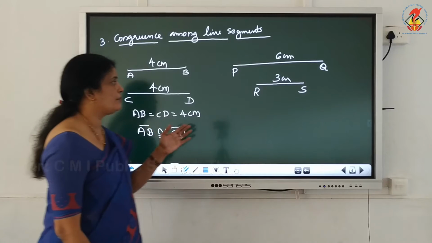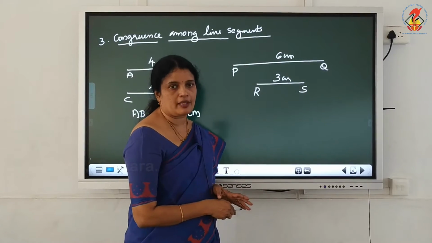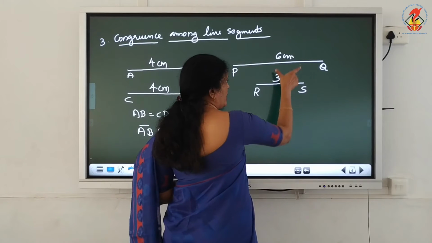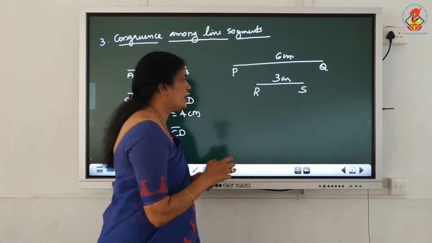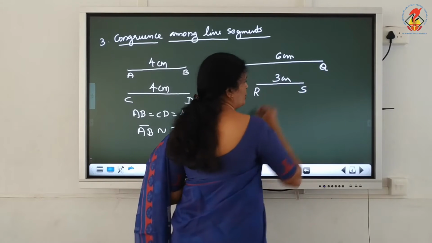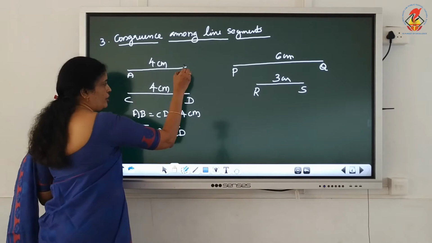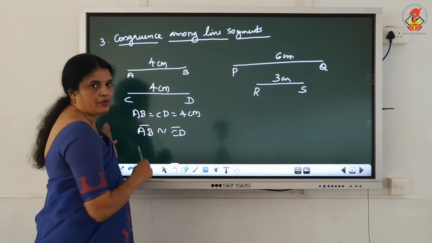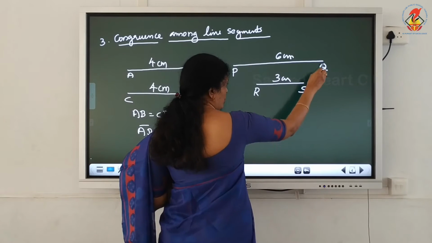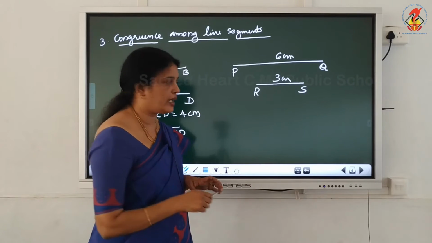Next example, 6 cm and 3 cm. Same method, the superposition method. You trace a copy of RS and keep it on PQ. R does not fall on P, and S does not fall on Q. In the previous example, C fell on A and D fell on B. Here R is not on P and S is not on Q. That means it is not congruent.